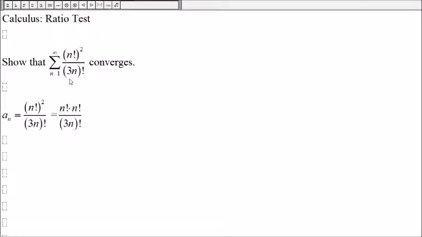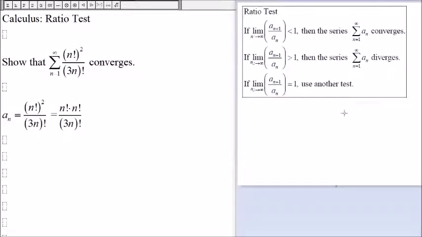Here we have the infinite series n factorial squared divided by 3n factorial, and we want to show that this infinite series converges. And we want to use the ratio test. And recall that to use the ratio test, for convergence, we have to show that the limit of a sub n plus 1 divided by a sub n is less than 1.